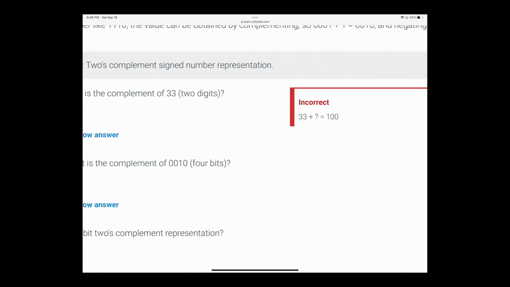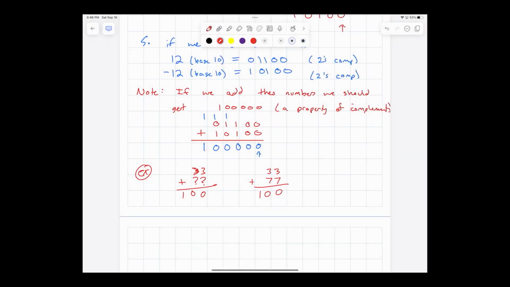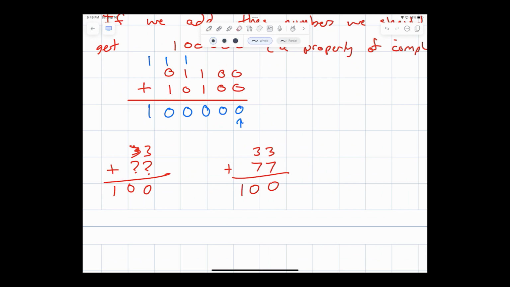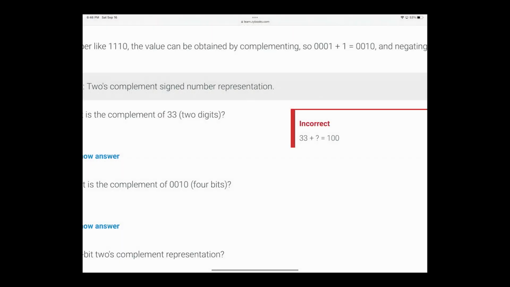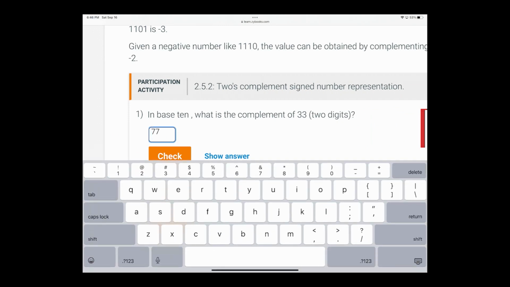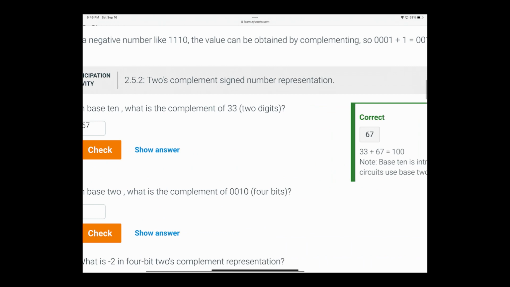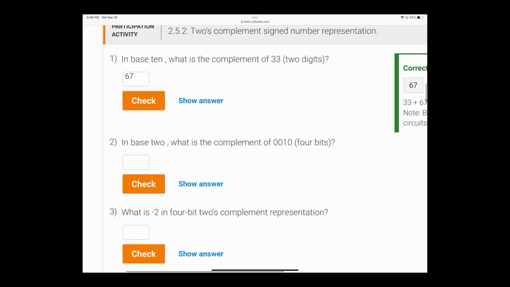Can I not add? Oh no, I can't. 67. 67. Okay. Try again. I want to fix that. Okay. Sorry. Addition is hard. 67. Okay. All right.